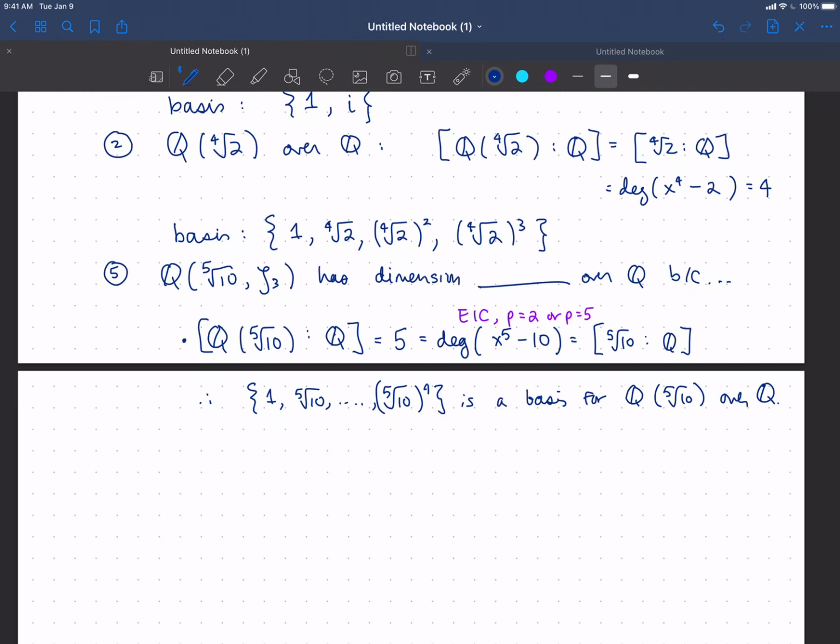I need to then think about how do I mix zeta 3 in here. So now I want to think about the dimension or the degree of zeta 3 over Q adjoin the 5th root of 10. Well, it's going to be the degree of the minimum polynomial of zeta 3. I know that if I were just working over Q, the polynomial that I want is x squared plus x plus 1. We've used this a few times in class before.